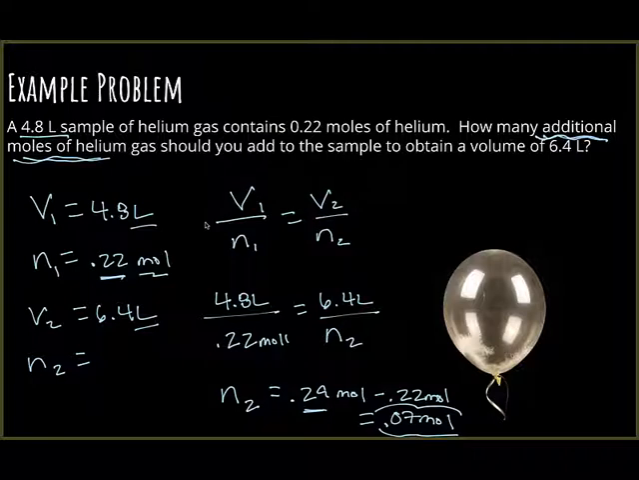So if it just asks what is the new number of moles, you could have stopped after the 0.29, but because this one was asking how many additional moles, we had to subtract out what we started with to see how many additional ones we needed to add.